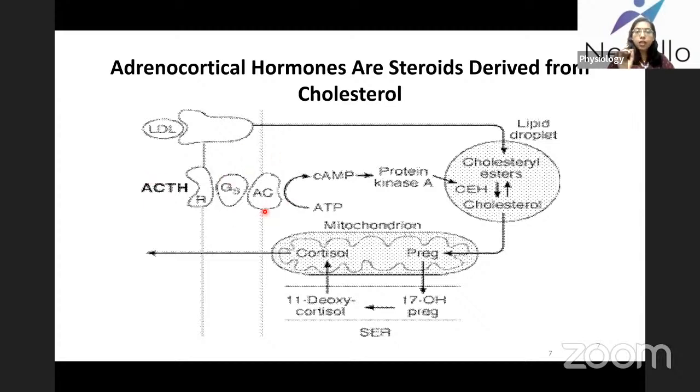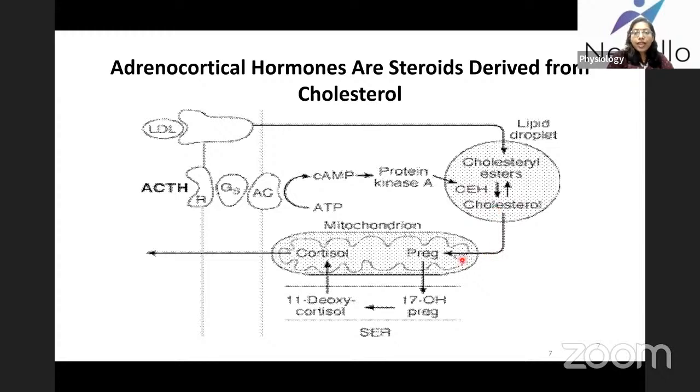Now, since we are discussing the cortisol secretion, it is the zona fasciculata. ACTH binds the receptor, which is connected with the Gs protein, which activates the enzyme adenylate cyclase, which splits ATP into cyclic AMP, which further activates the enzyme protein kinase A. And this protein kinase A will stimulate the conversion of cholesterol esters into cholesterol by activating cholesterol ester hydroxylase.